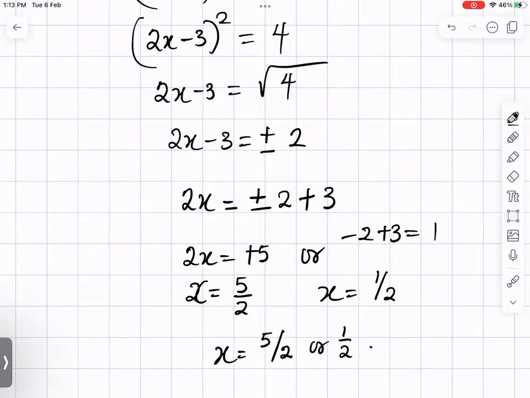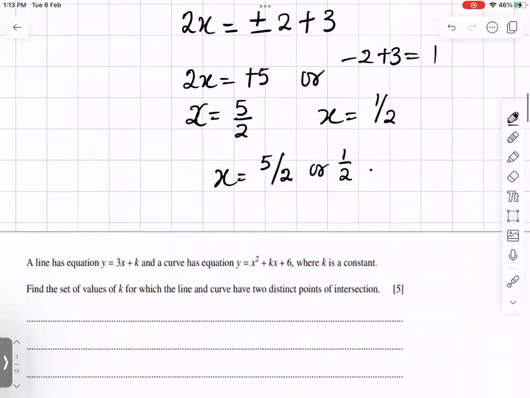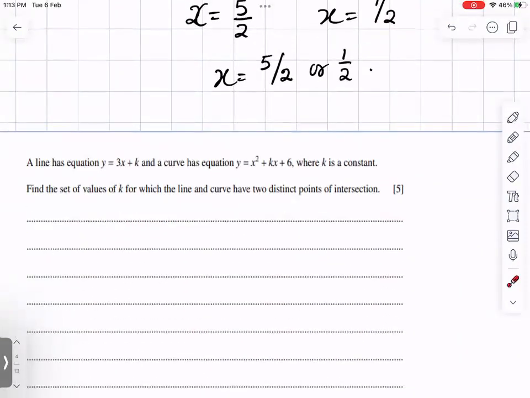So this is how you go about solving your quadratic equation. Let's move to the next question here. A line has equation y = 3x + k, and a curve has equation y = x squared + kx + 6, where k is a constant. We are asked to find the set of values of k for which the line and curve have two distinct points of intersection.